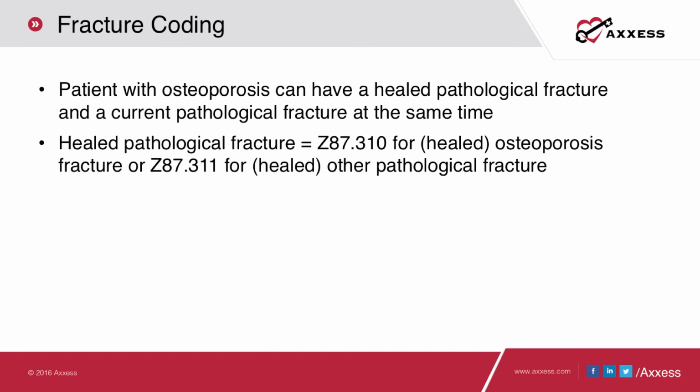Another thing to keep in mind, the patient who has osteoporosis can have a healed pathological fracture and a current pathological fracture at the same time. And in that case, your healed pathological fracture would be either Z87.310 for a healed osteoporosis fracture or Z87.311 for a healed other type of pathological fracture.